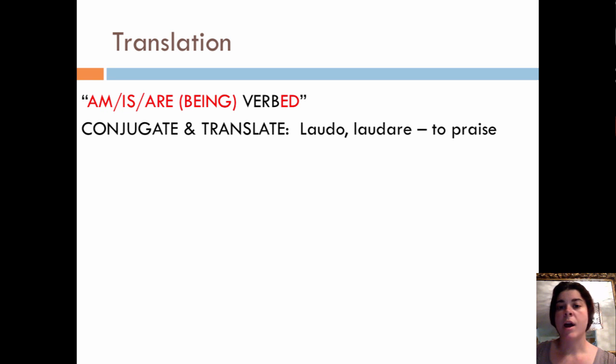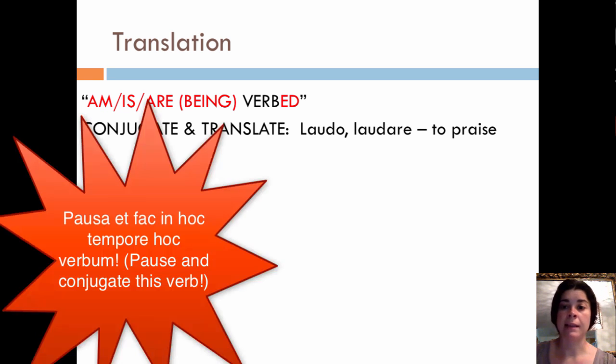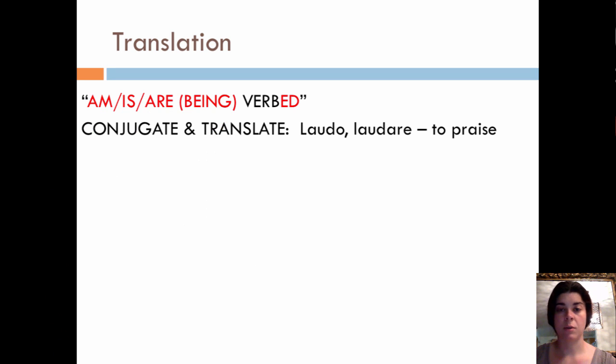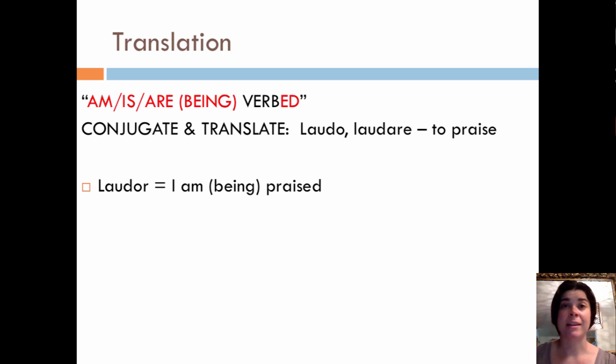So let's try and conjugate and translate an example. Laudo, laudare, to praise. Take a moment, pause the video, conjugate and translate each form of this verb in present tense, and then resume when you are ready to check your work. Okay, so now let's take a look. The first one, we should have taken laudo and just added an R to it. So it would be laudor, I am being praised.